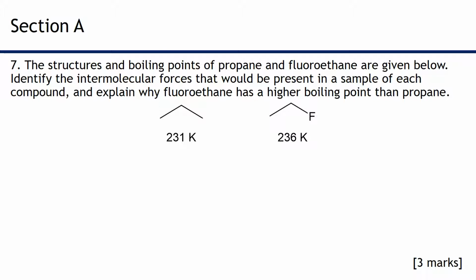So first thing you might notice is that one of these has 3 carbons in it, that's propane, and a lot of hydrogens, whilst fluoroethane has only 2 carbons in it and then 1 fluorine. So actually it's a much smaller molecule, and yet it has a slightly higher boiling point. So there must be different intermolecular forces at play here to give fluoroethane a higher boiling point, despite the fact that it is smaller.